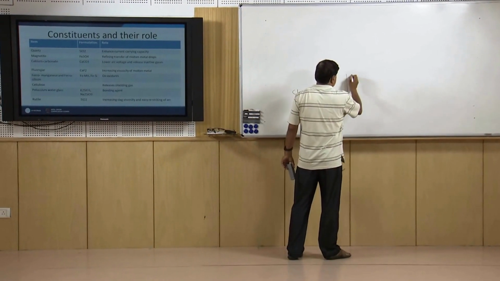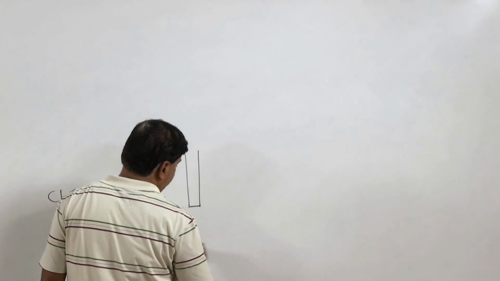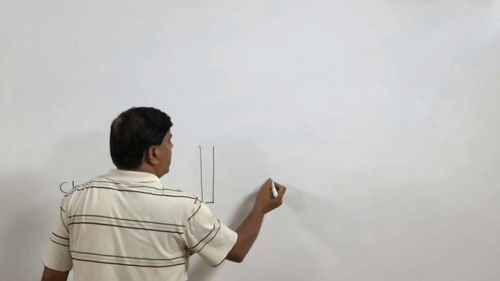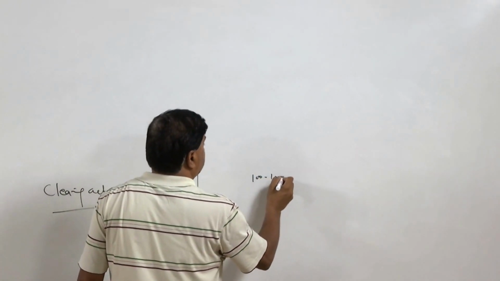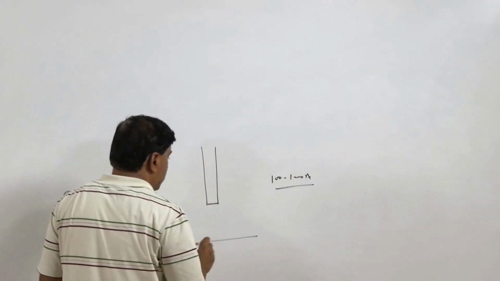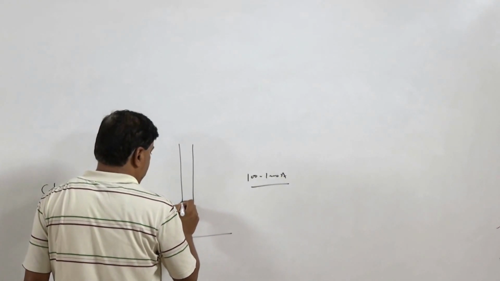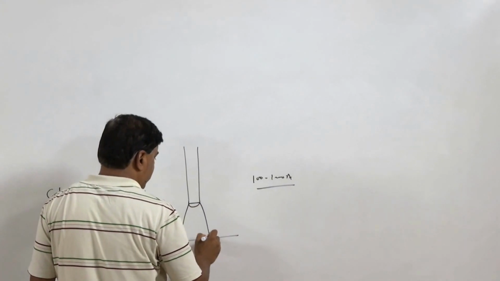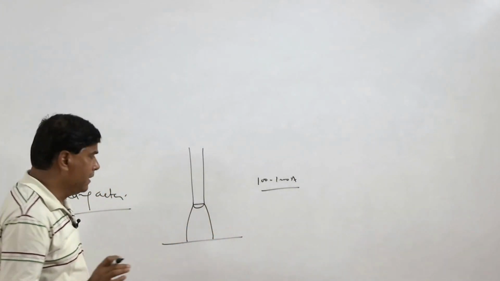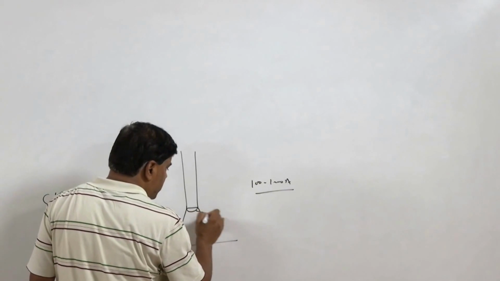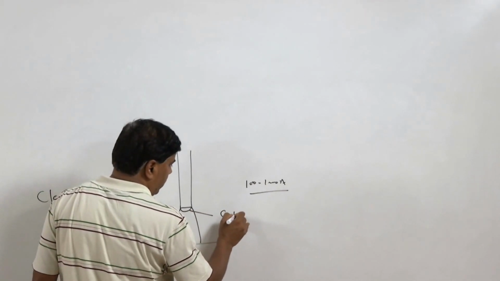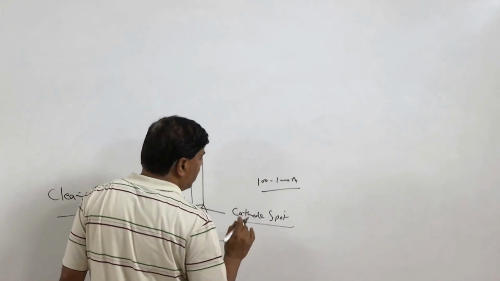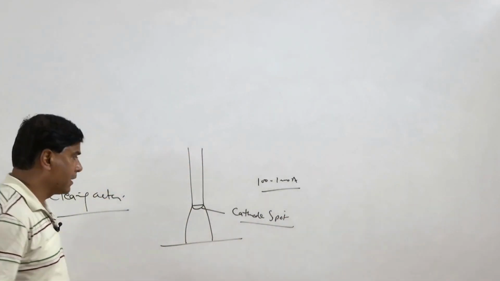We know that electrons are emitted by the cathode, and under certain conditions, like say in the 100 to 1000 ampere current range, sometimes the cathode emits the electrons from a particular place. That place from where the electrons are emitted is called the cathode spot. So, the location or position in the electrode which emits the electrons is called the cathode spot.